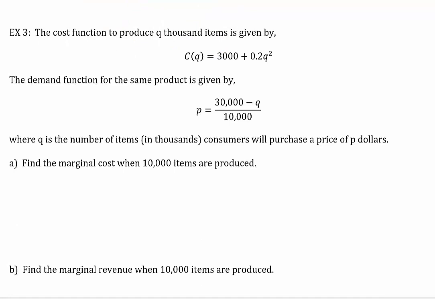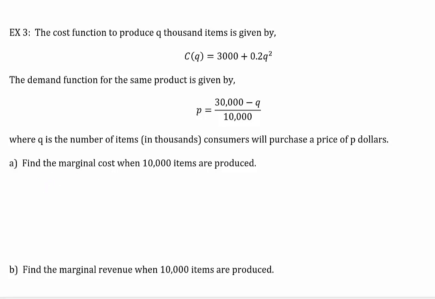In this problem, we are given a cost function. It says the cost function to produce Q 1,000 items is given by the following. The demand function for the same product is given by another function. So Q is still the number of items, and P stands for price per item. Part A, find the marginal cost when 10,000 items are produced.